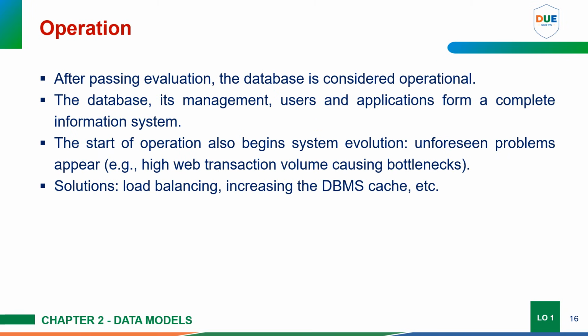The fifth phase is operation. Once the database passes evaluation, it goes live and becomes part of a complete information system, bringing together the database, users, management, and applications. But operation is also the beginning of continuous evolution. Real-world use may reveal new problems, such as performance bottlenecks. These can be addressed through solutions like load balancing or increasing DBMS cache. The key idea is, once a database starts working, it also starts evolving.